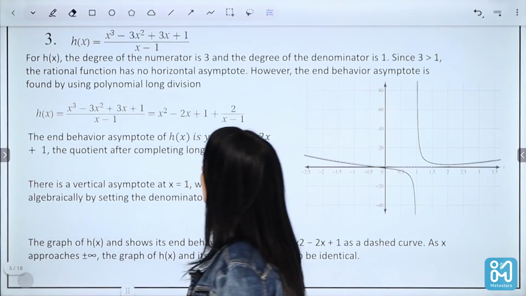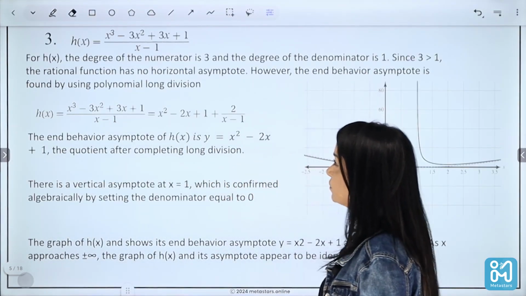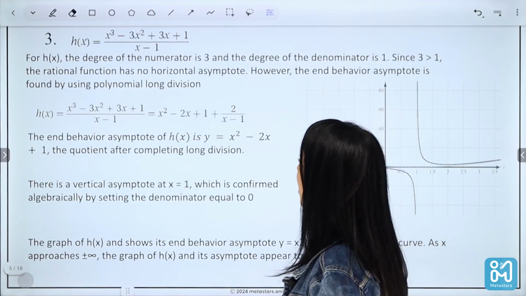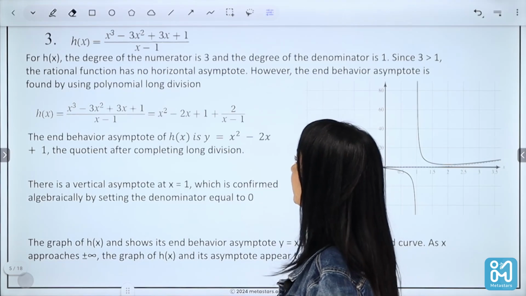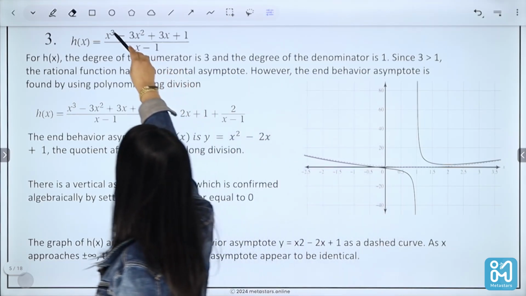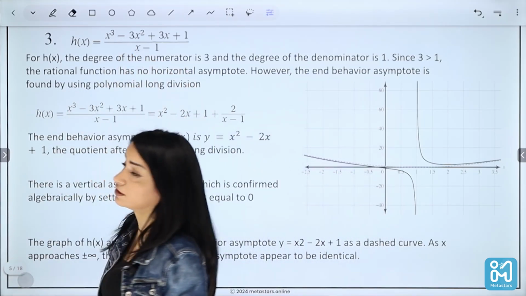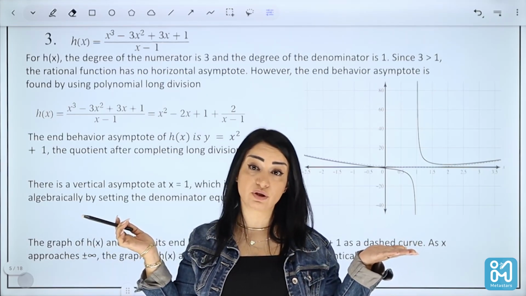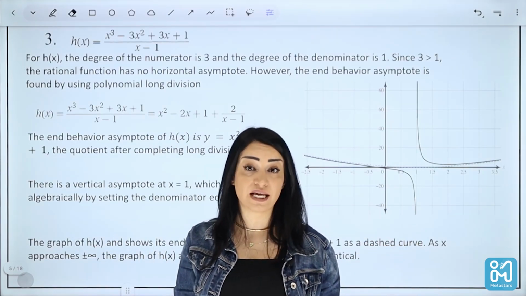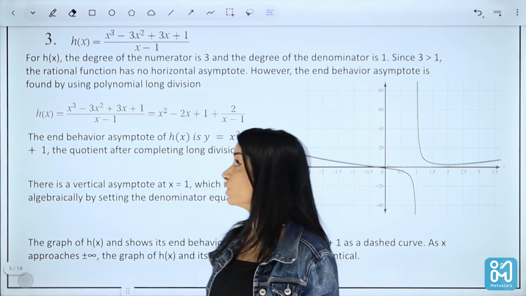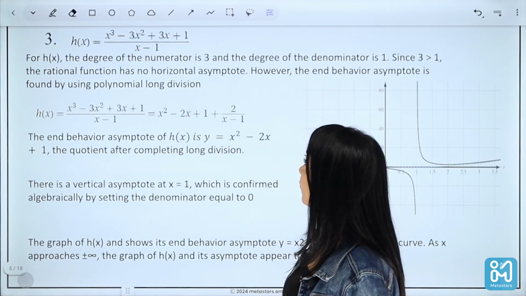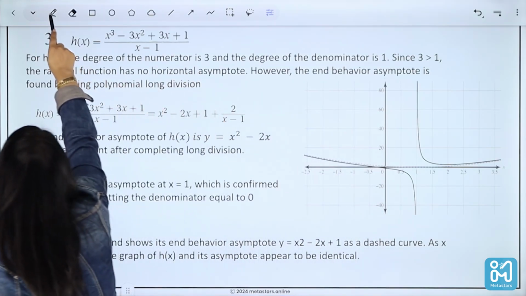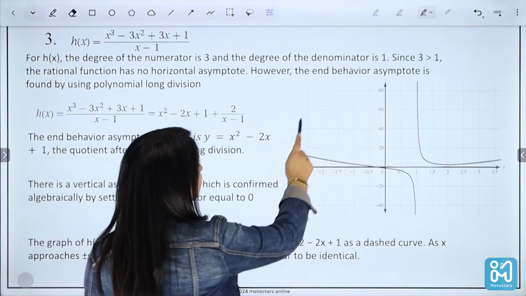Let's see now. h of x is equal to x cubed minus 3x squared plus 3x plus 1, over x minus 1. Now we need to find the end behavior. Since the degree of the numerator is more than the degree of the denominator, we don't have any horizontal asymptote. So we have to do the division. I need to divide the numerator by the denominator. So let's divide this together to find the answer.